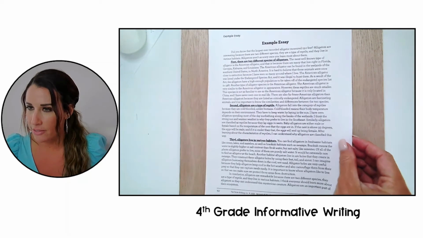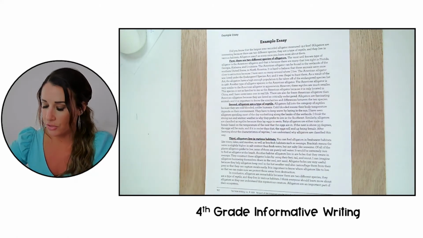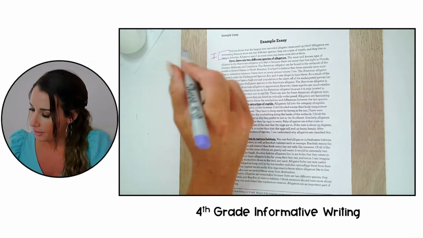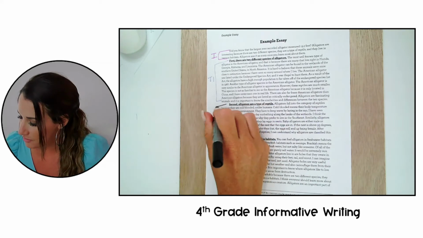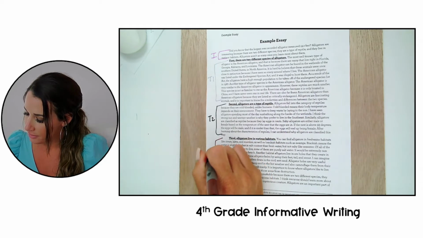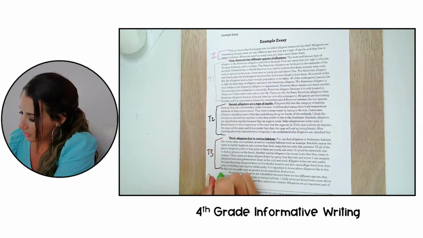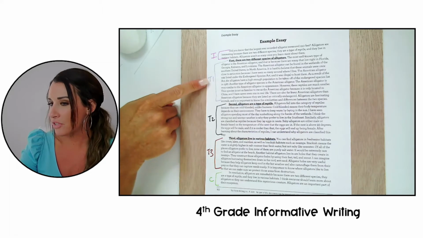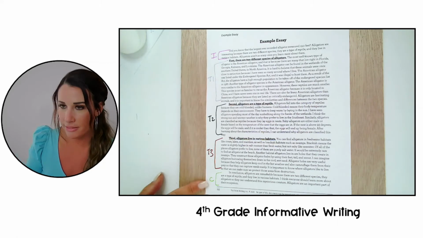Take a look at this full essay. I'm going to use different colors for this one, but I want to show you. This is my I paragraph. This is my T1 paragraph. This is my T2 paragraph. This is my T3 paragraph. And this is my conclusion. Okay, you can clearly see that I only have topic sentences for T1, T2, and T3. Okay, I do not have topic sentences for I and C.